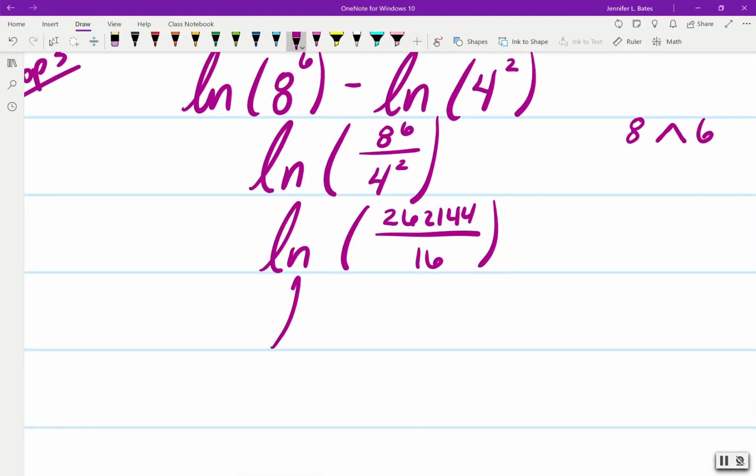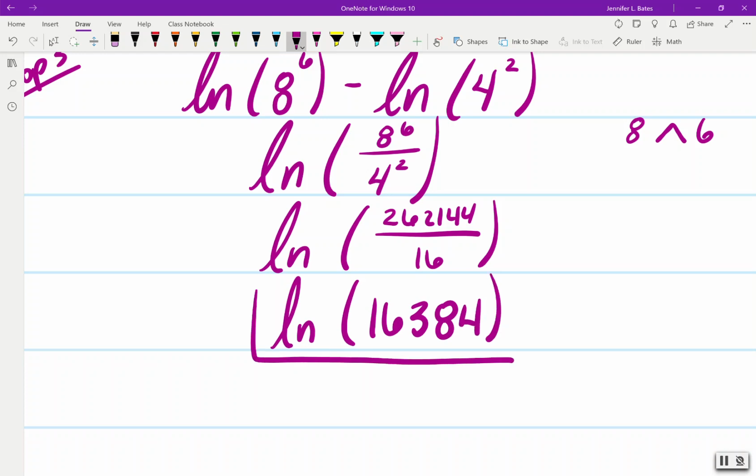And when I divide them, I've got 16384. Anybody else get that as well? So give me a head nod. Do we get this as well? We need to practice. Good.